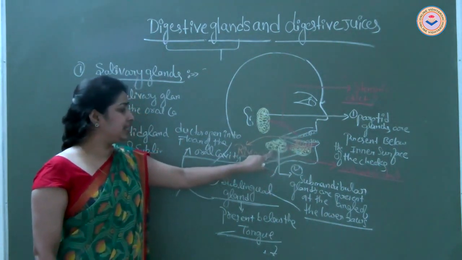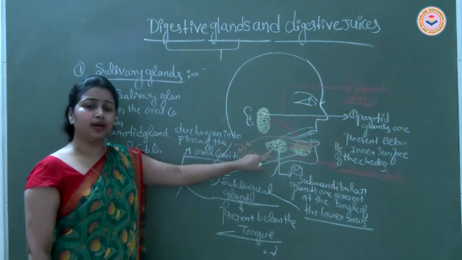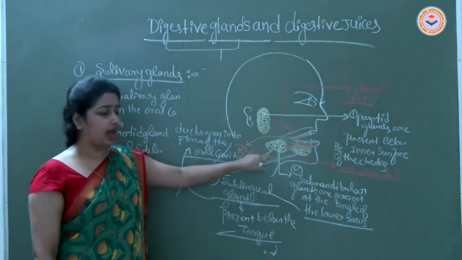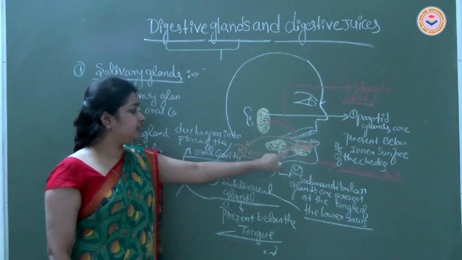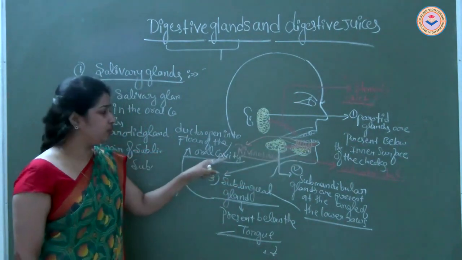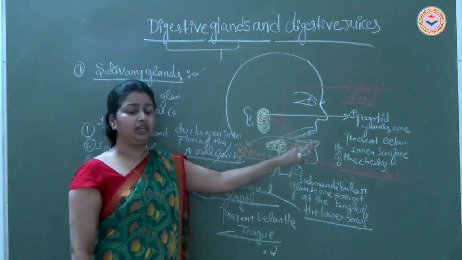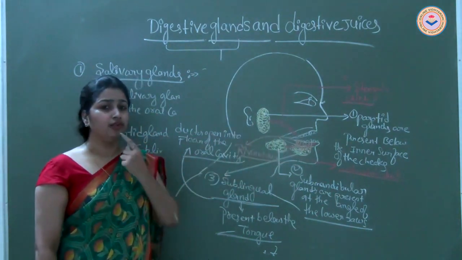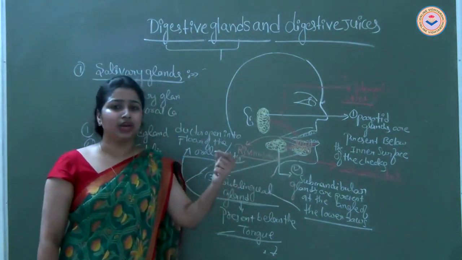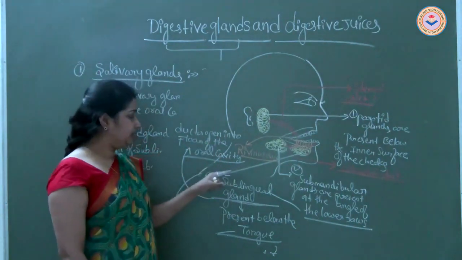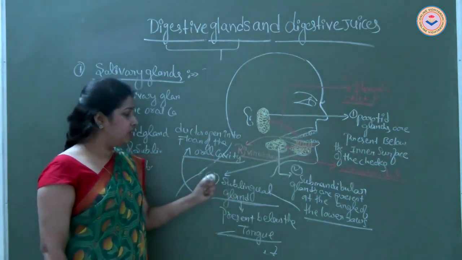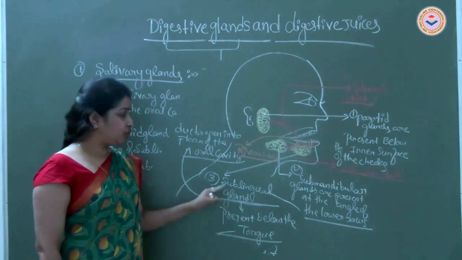Now the second gland, the submandibular or submaxillary gland, is located at the angle of the lower jaw. Its duct is called Wharton's duct, which opens into the oral cavity near the central incisor of the lower jaw. The third one is the sublingual gland, located below the tongue, and its duct is called the Rivinus duct or sublingual ducts, which open into the floor of the oral cavity.